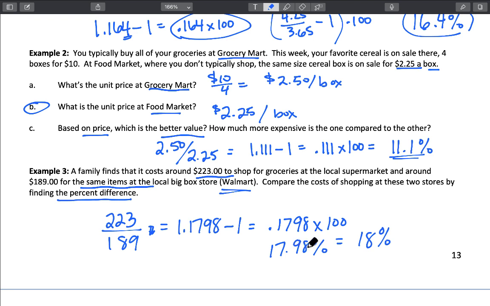If I look out to 2 decimals, that's just going to round up. It's 18% more expensive to shop at their local grocery store. And again, who wants to pay 18% more for their groceries?